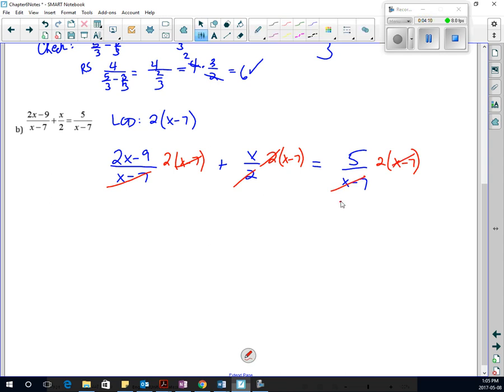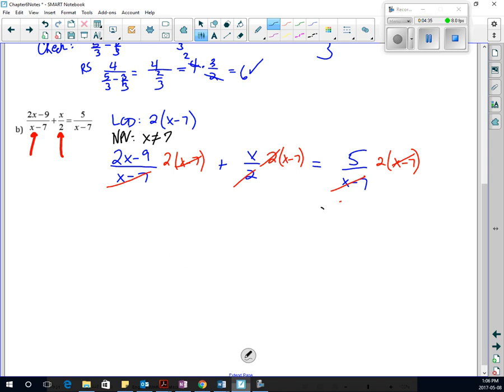Oh, I forgot to do my non-permissible. Does everybody understand that 2 does not contribute to a non-permissible? 2 is 2 no matter what. It's never going to be 0. However, x minus 7, if x was 7, that would give me a 0 at the bottom. So my non-permissible value is x cannot be positive 7.